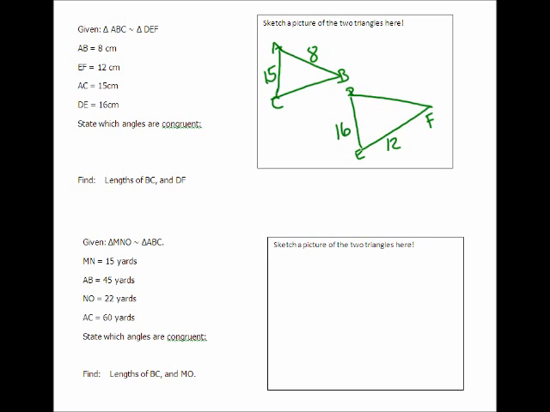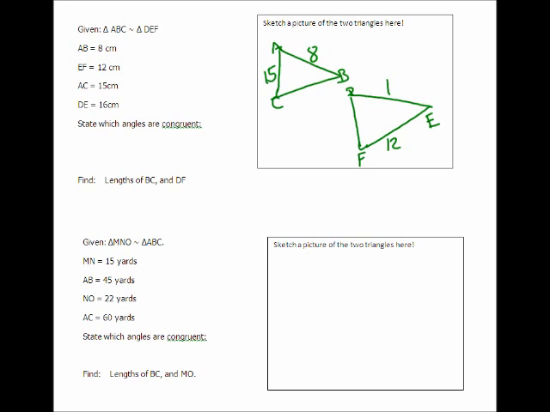State which angles are congruent. Well, those we just match up, so you should be able to do that. And here we have to think about, what does AB match up with? Did I draw that wrong? I did draw that wrong. This should be, it's ABC, so this should be DE, and F should go down here, and the 16 should go along the other side. So you have to be careful, you have to check yourself.